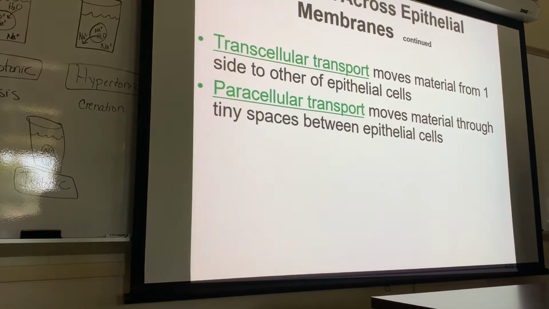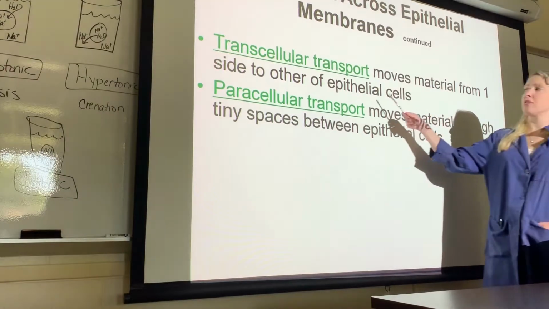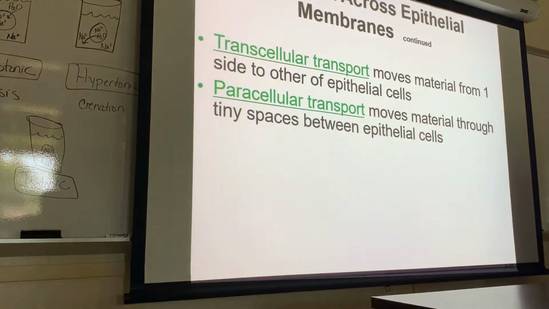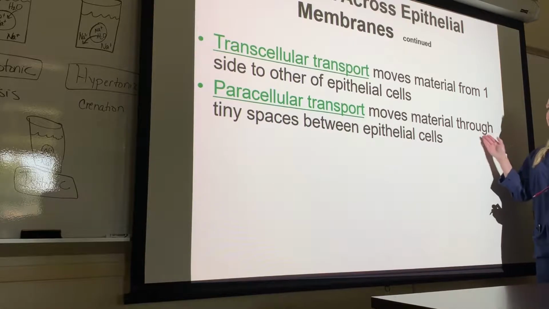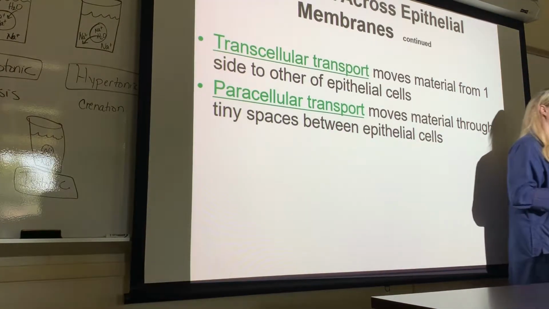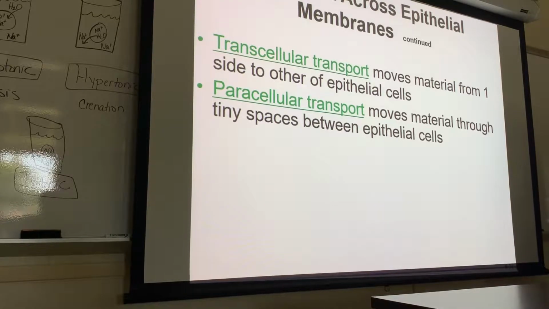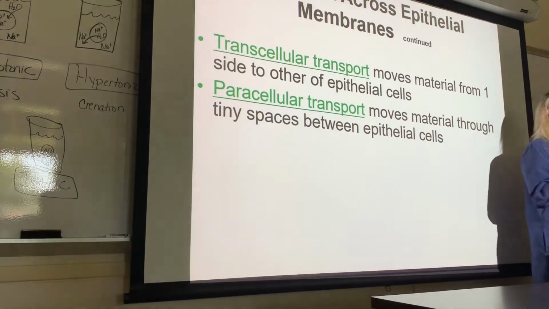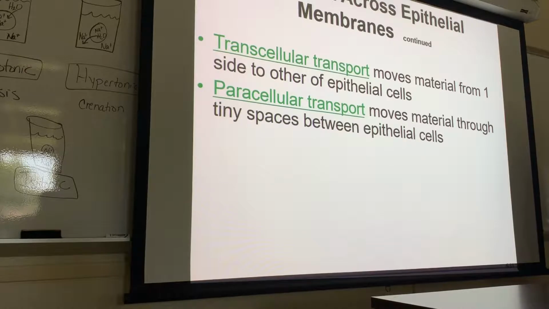Okay, so transportation across membranes, the epithelial membrane specifically, can occur in one of 2 ways. One, transcellular transport, which is what we just described. We move material from one side to the other of the epithelial cell, going through the cytoplasm of the cell. That's basically what we just described. Paracellular transport moves material through tiny spaces between the epithelial cells. And that can be a little tricky because there are a lot of junctions in between epithelial cells that will prevent this type of movement.